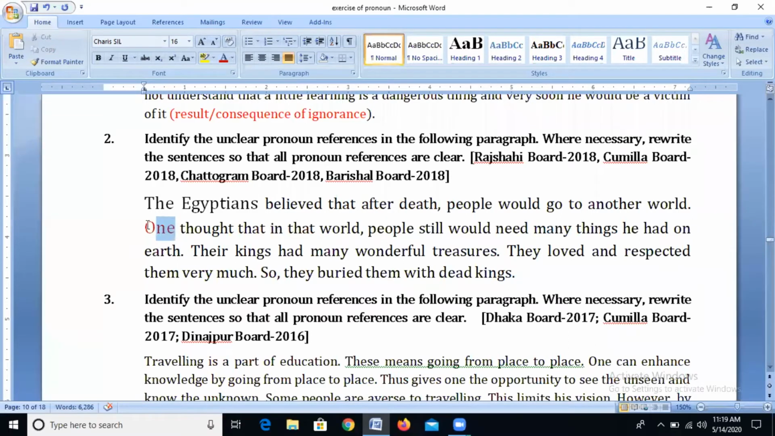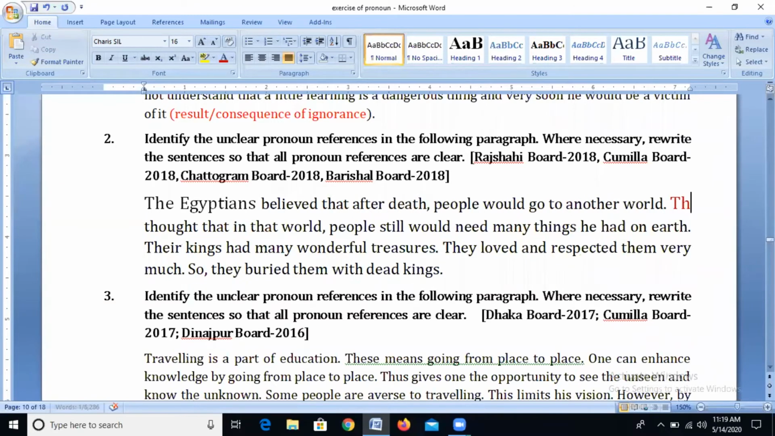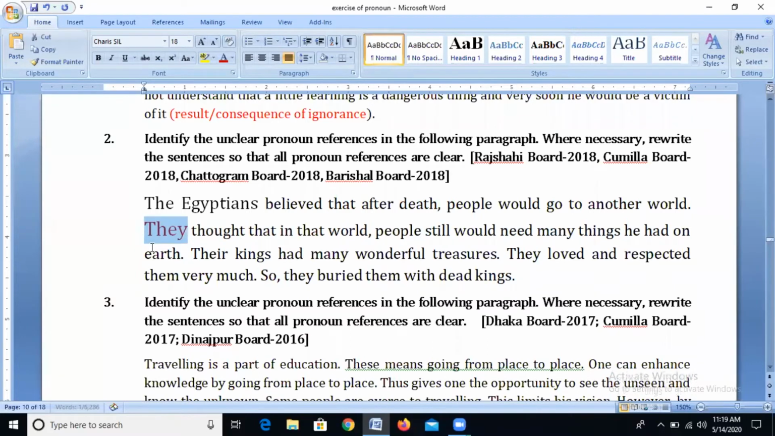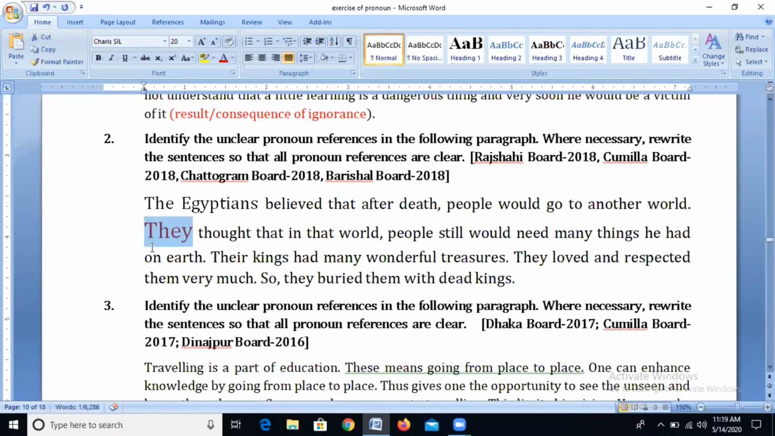Then what will we do? We will delete this pronoun. We will not write this pronoun in our answer script. We will write here a correct pronoun. What is that correct pronoun? They. Okay? So what is the correct pronoun here? They. So you will write here they. This is the correct answer.